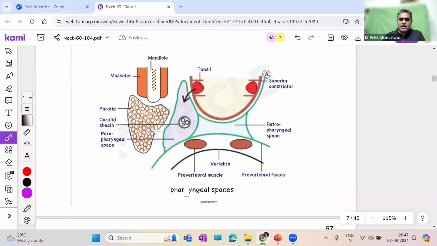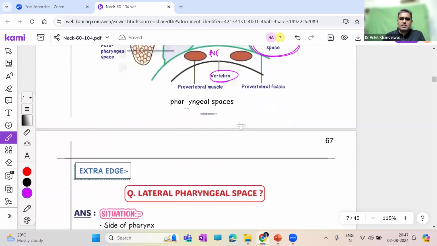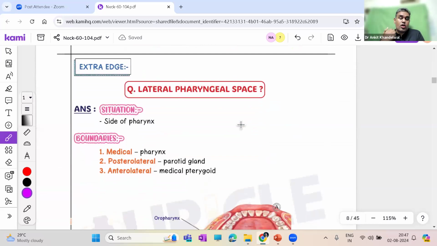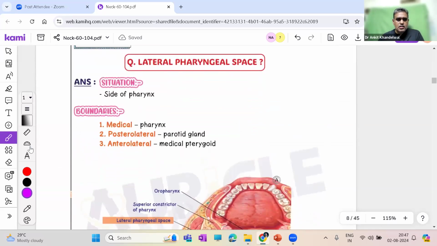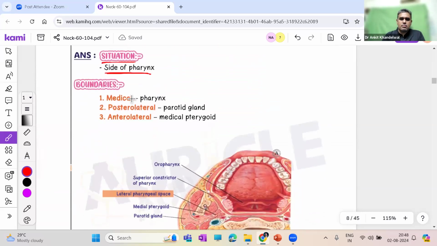Understand? Okay. So here they are again trying to show you the retropharyngeal space. This is the retropharyngeal space right over here. So anterior is the pharynx, behind you there is the vertebrae, the prevertebral fascia, and this is the retropharyngeal space. Other spaces are also there. Lateral pharyngeal space: in fact, they are saying that it's located at the side of the pharynx. Fair enough. Boundaries are what?